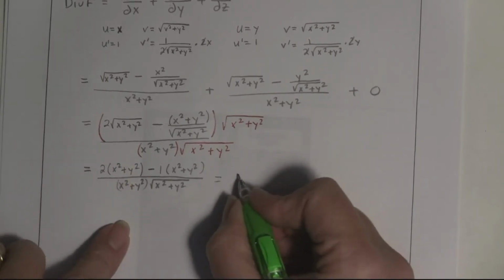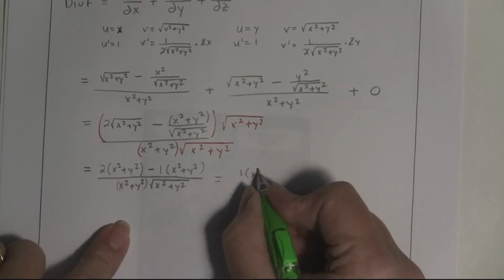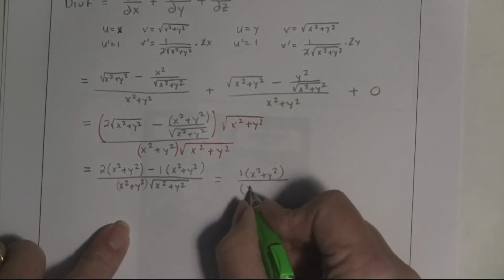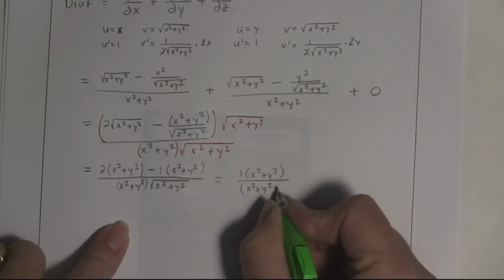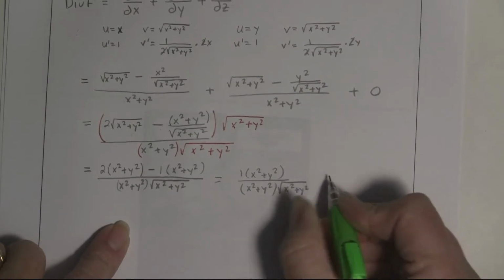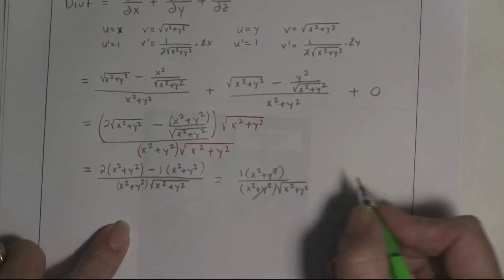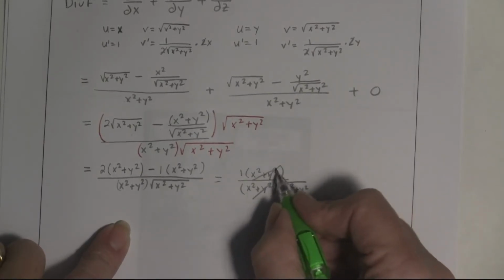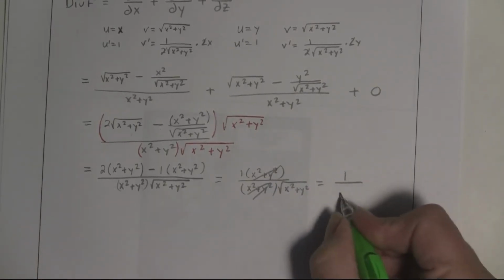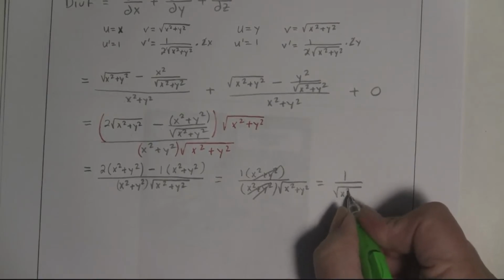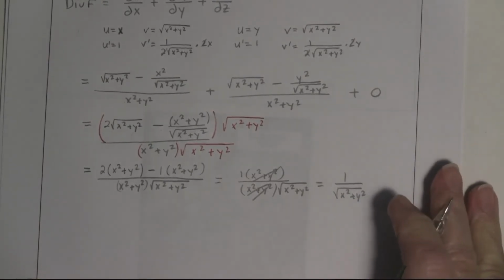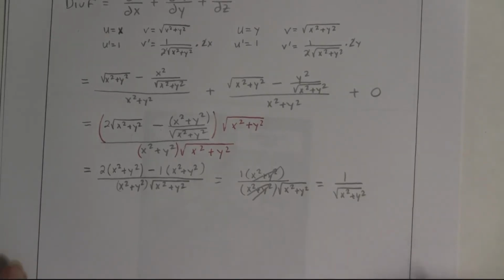They're the same. So this is 1 times x squared plus y squared over x squared plus y squared times the square root of x squared plus y squared. And then the x squared plus y squareds cancel out. The whole thing cancels out, right? And gives me 1 over the square root of x squared plus y squared. And so this is my divergence of f.